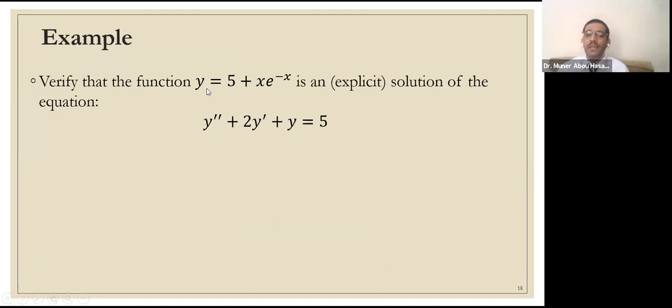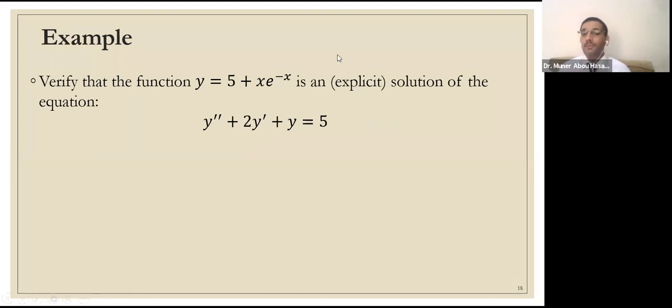In the first example, I have the function y. I need to check that this y is a solution for this differential equation. By the way, I think it's very difficult to guess that the solution of this is given here. But after 6 lectures, we are going to learn a simple method, a very easy technique to solve this one, and we will get this function easily. But today, I need to check only.